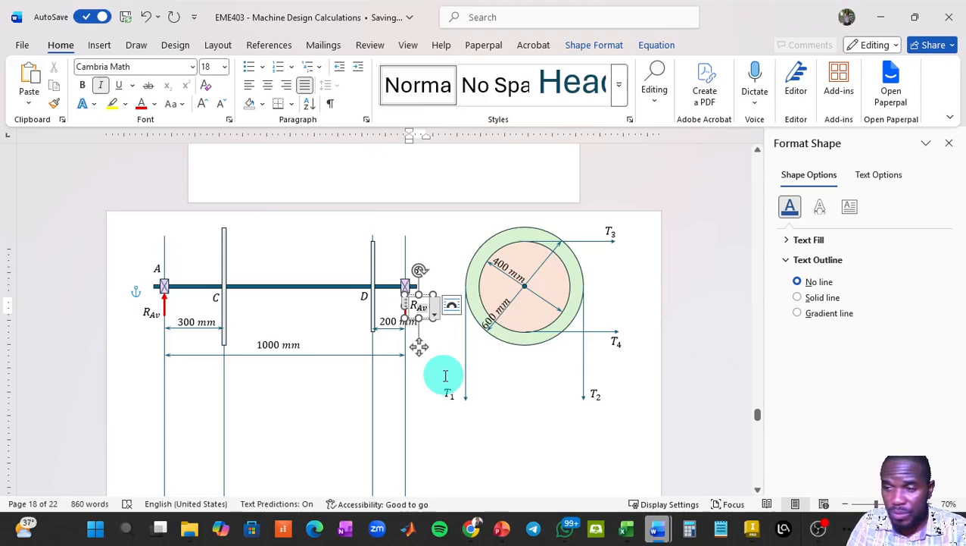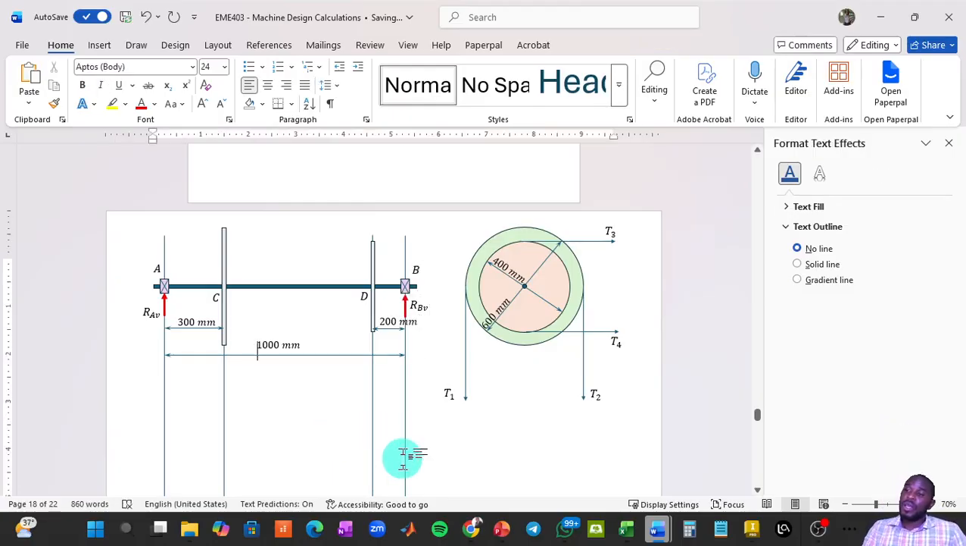So RB. Good. There we go. So we can take the moments about any of these points. So let's take the moments about point A. If we take moments about point A, remember that this force is acting vertically downwards. And if I'm taking moments about this point, it will be a clockwise moment. If I'm taking moments of RB about this, it will be anti-clockwise. So the moments of this must equal the moments of that. So clockwise moments will equal anti-clockwise moments.